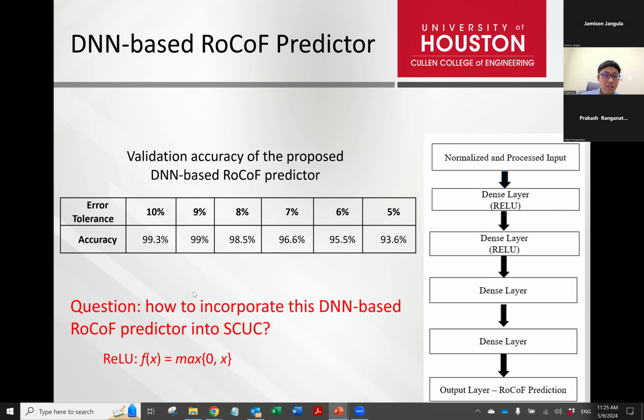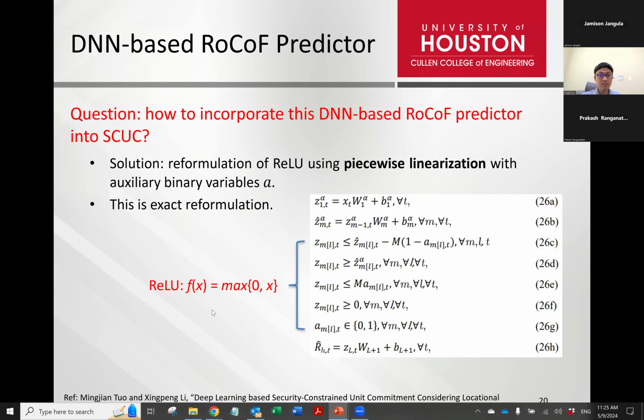Okay, before I show you some results, there is another challenge. So we have a machine learning model, right? Then how can we incorporate this machine learning model into the optimization model, the security constraint unit commitment model? The answer is pretty straightforward, I would say. We can do some piecewise linear approximation of this machine learning model, but we just need to introduce some binary variables to represent the nonlinearity of the machine learning model. So this is what it looks like after the exact piecewise linear formulation.